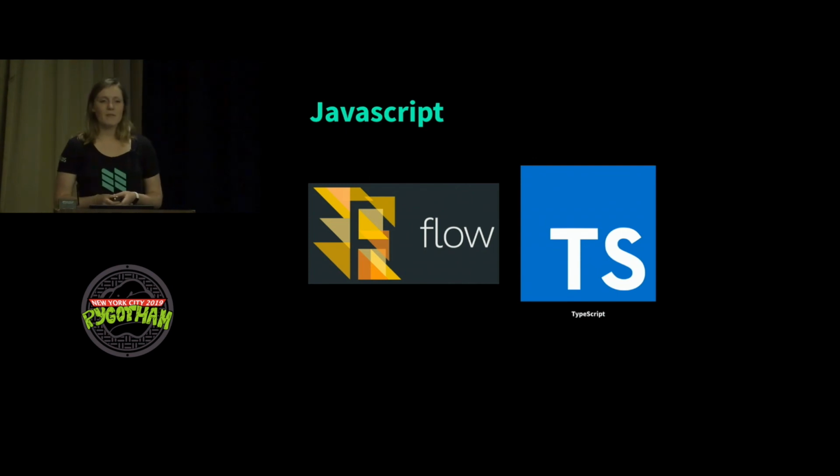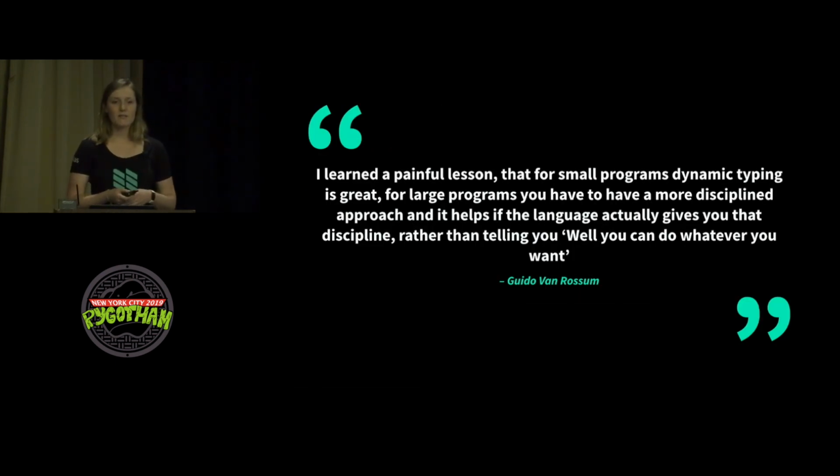If we zoom out from Python and look at JavaScript, we'll see a similar trend. There's been a seismic shift in the JavaScript community over the last 2 years in terms of adding static types. First with Flow, and more recently with TypeScript, static types and type checking is the future. I'll leave you with this quote from Guido van Rossum, the creator of Python. And in this quote, even he acknowledges the power of static types.